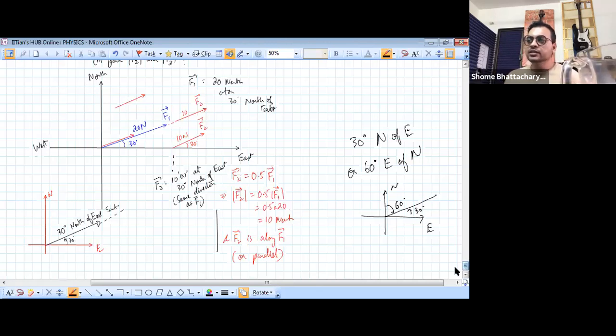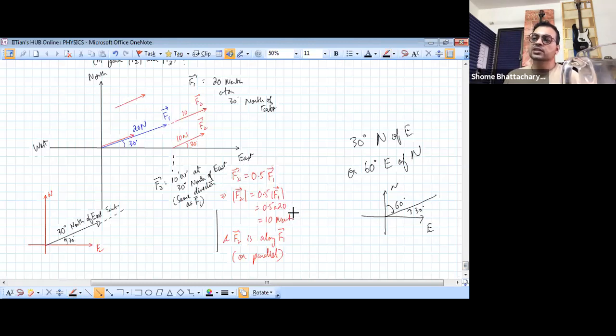So, Malvika, it was given in the question to us that the force F1 was acting in the direction 30 degrees north of east. So, I have drawn the arrow along that line. And I have drawn the arrow proportional. I mean, I'm assuming that this arrow is having a length which is proportional to 20 newtons. Now, the information given about F2 is that it's 0.5 times F1.